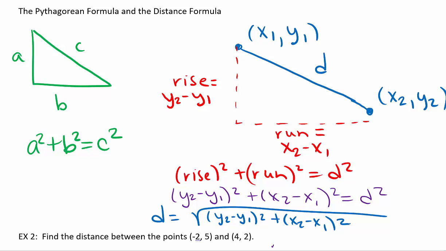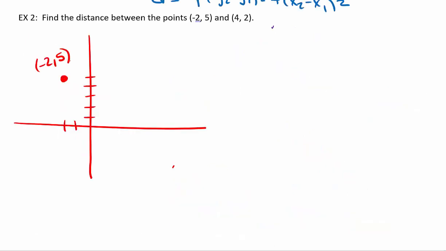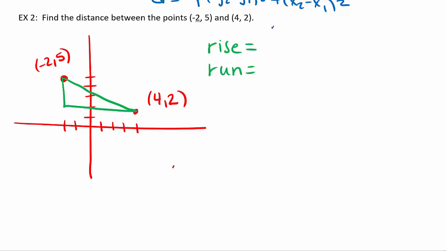Now, honestly, rather than memorizing that formula in blue, that distance formula, I think most people find it easiest to just draw a right triangle and use the Pythagorean formula, the formula in green. I want to find the distance between the point -2, 5, so x is -2, y is 5, and the point 4, 2, x is 4, y is 2. I'm going to compute the rise and the run, and then turn this into a right triangle problem.